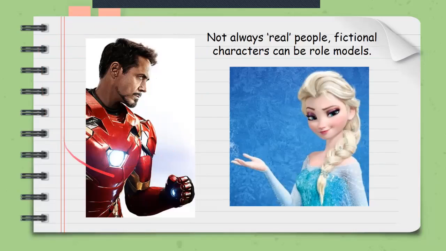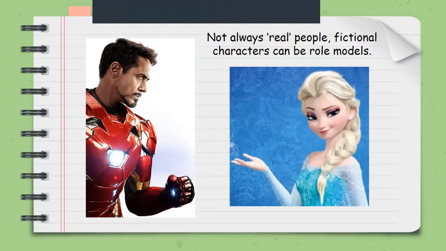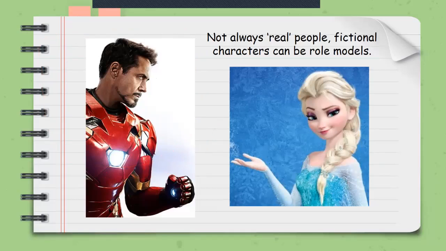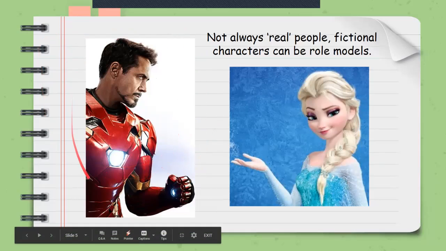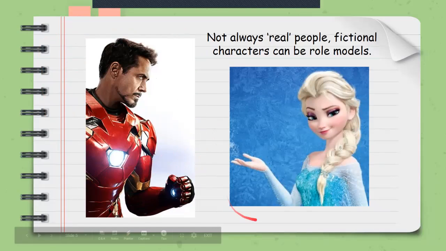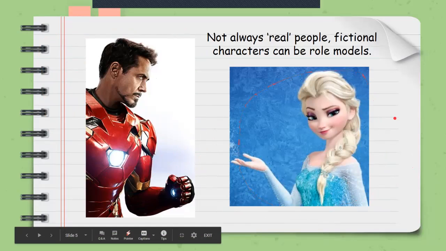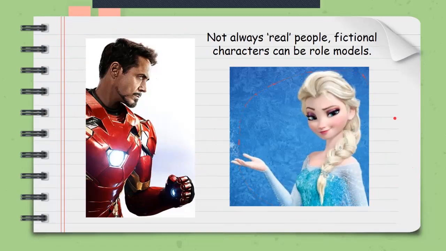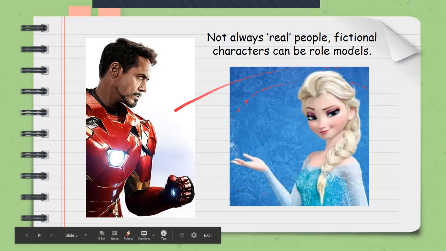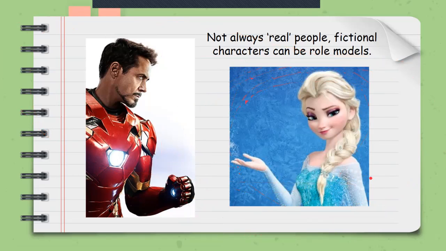Who is this? Tony Stark in Iron Man is not a real person. He's a fictional character in a movie, but he is a role model for many boys and even men in the world. And also Disney princesses. Like this is Elsa, right? From Frozen. She is not a real person. She is a fictional character, but she is a role model for many people as well. Do you think these two people are good or bad role models? Maybe they can be a little of both.